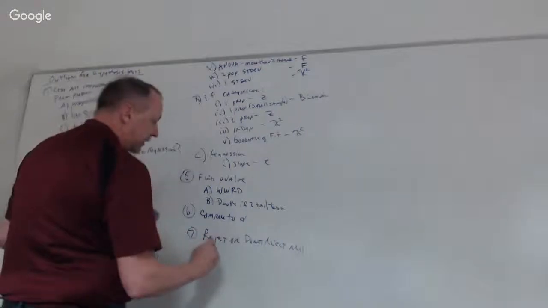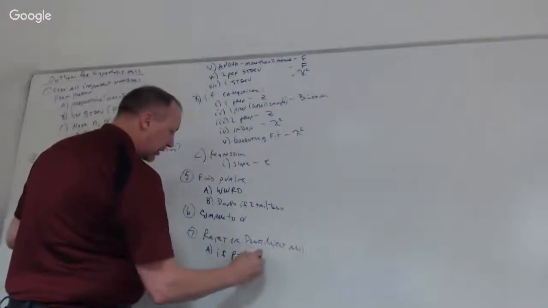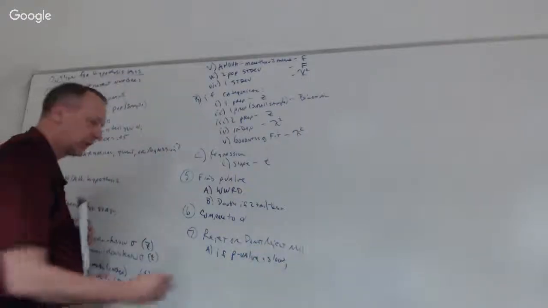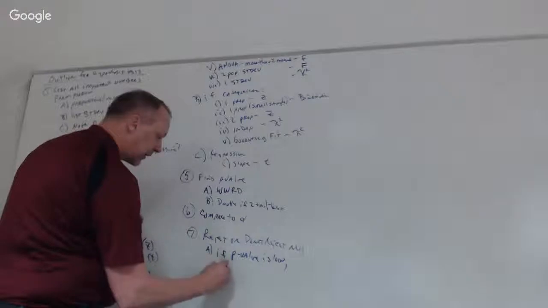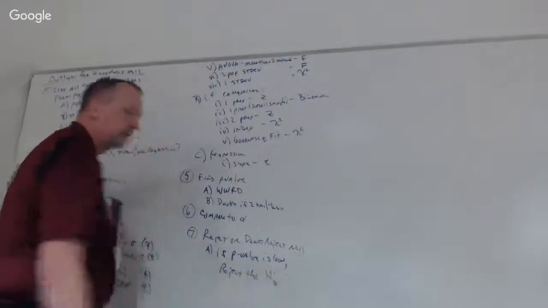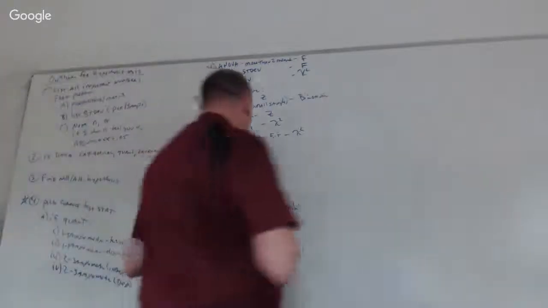And that says if the p-value is low, reject the null. And when we're talking about the p-value is low, we're comparing that to alpha.